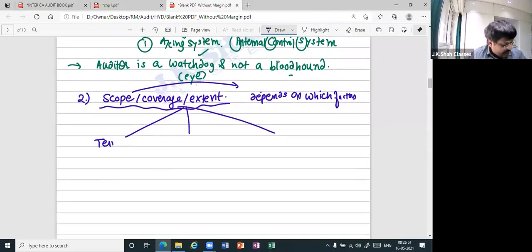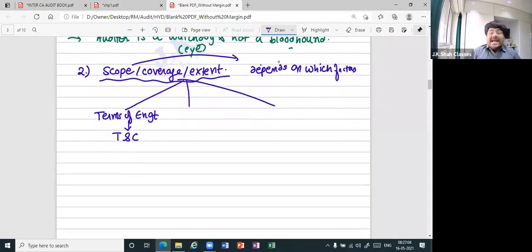Firstly, terms of engagement. Now, doubt. What do you mean by terms of engagement? Let us understand in detail. It is the terms and conditions entered between the management and the auditor. Why? So that there is no misunderstanding. I'll give you a simple example.